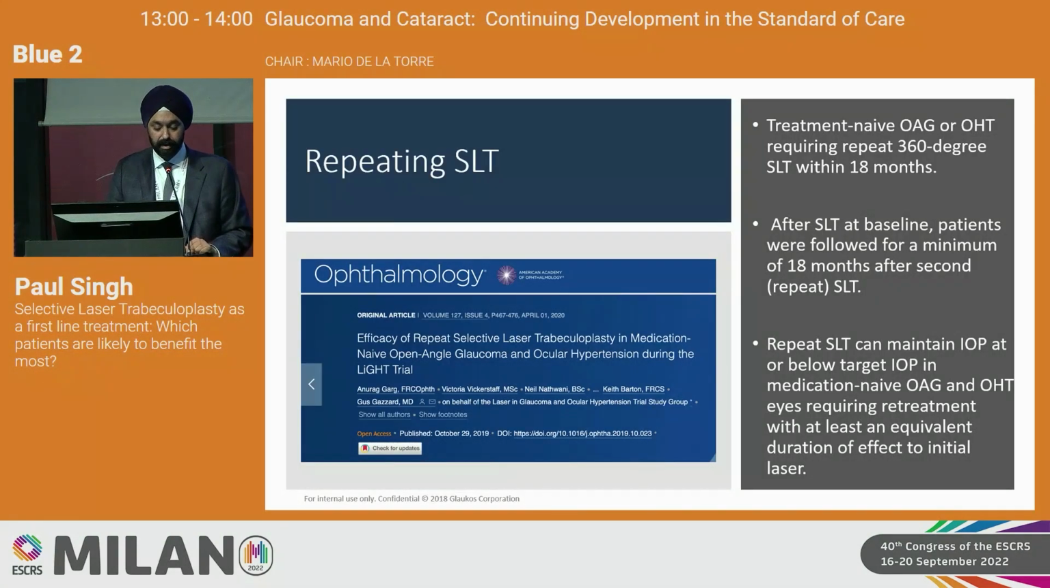Recently, a study came out with Ganu Garg and Gus Gazard's work showing us that you can repeat. And repeatability, the second repeated after 18 months, they found the same efficacy as a primary therapy as well. So you can repeat it, and it's okay to tell patients it's okay to repeat.